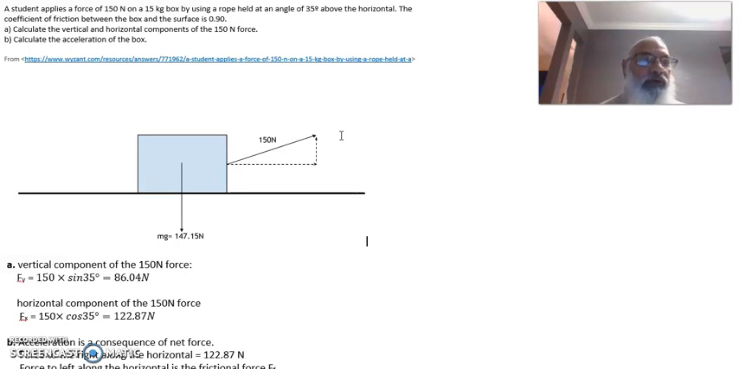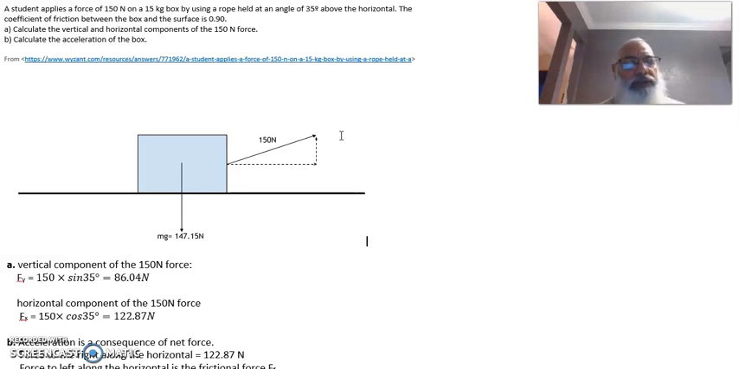Okay, so the question is this. A student applies a force of 150 newtons on a 15 kilogram box by using a rope held at an angle of 35 degrees above the horizontal. The coefficient of friction between the box and the surface is 0.90. There are two parts. A is asking to calculate the vertical and horizontal components of the 150 Newton force, and then part B is asking to calculate the acceleration of the box.